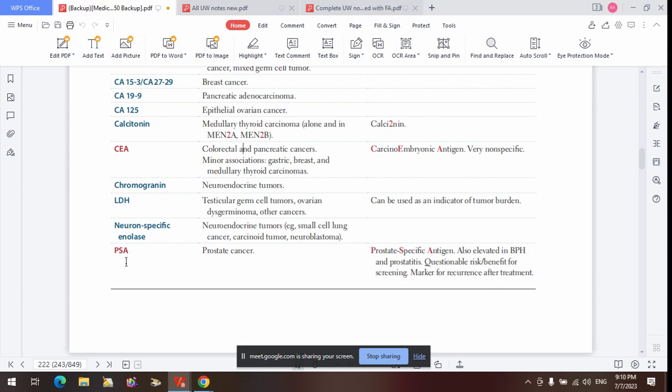Another one is PSA. PSA, prostate cancer.